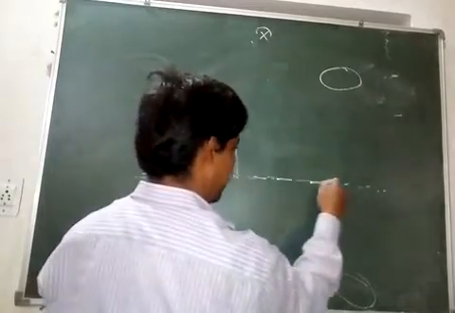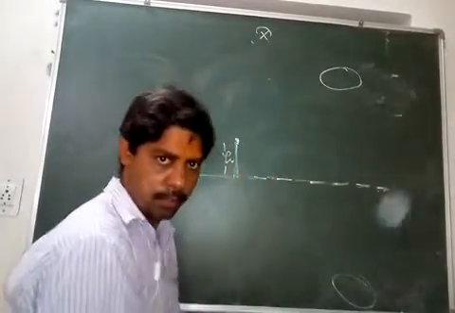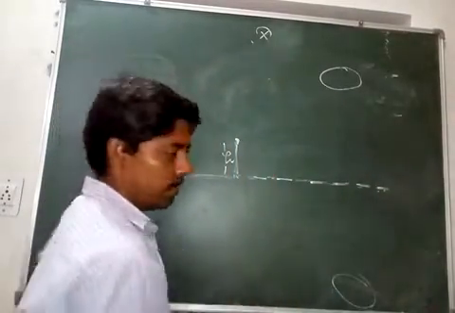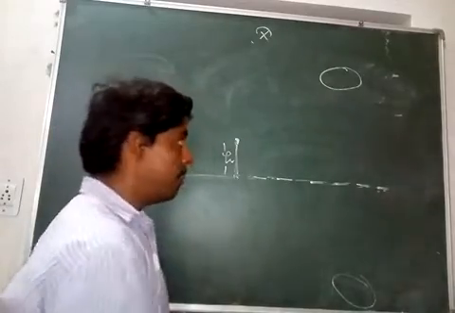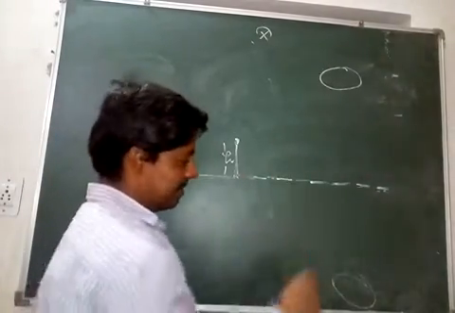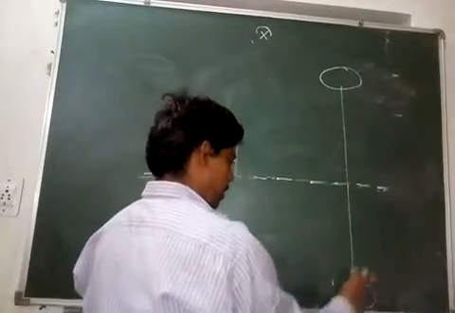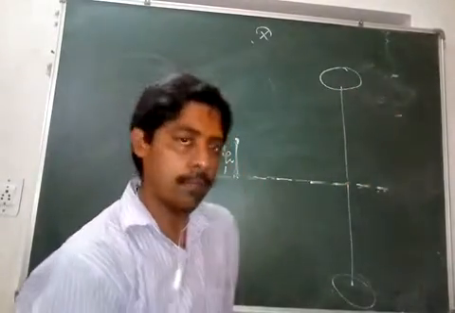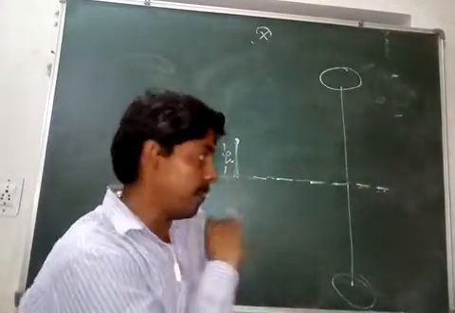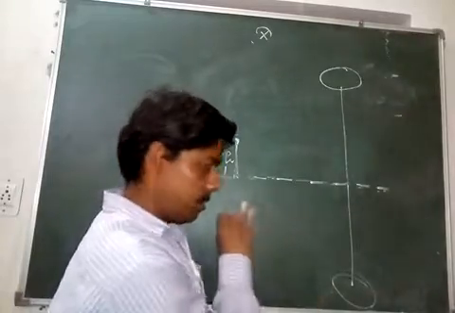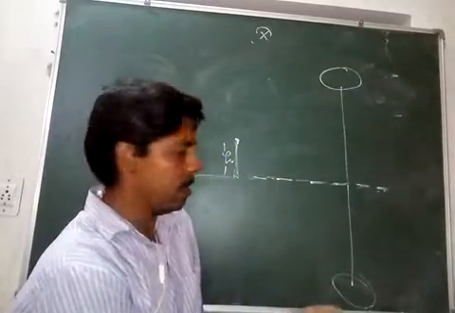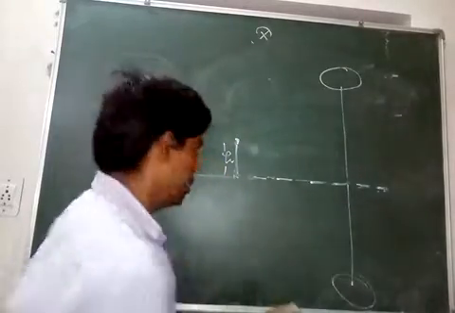So the lake here is acting like a plane mirror. Whatever distance the cloud is above the lake, that distance is equal to the distance below the lake. Why? Because the distance of the image is equal to the distance of the object when it comes to a plane mirror. So if the lake is very still, we can assume that it is acting like a plane mirror.